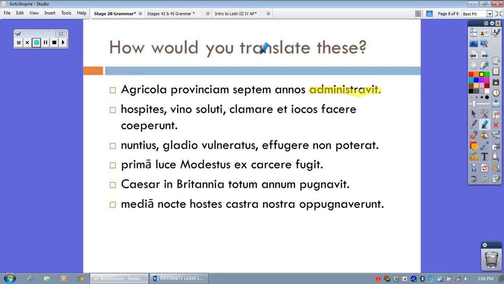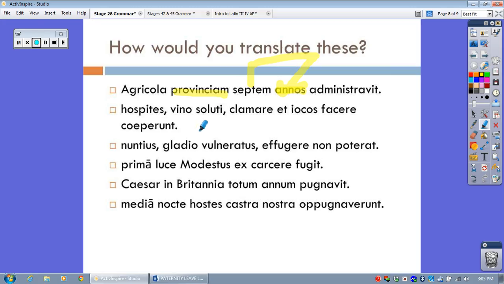Now I see a couple of accusative words. I see provinciam, and I see annos. Oh, boy. What am I going to do? Well, administro means to manage. So piecing it together and noticing that the word septem, meaning 7, is right in front of annos, we could probably assume that septem, since it's a number, and the word annos means year, that this has something to do with time. Annos is accusative, so it's duration of time. Agricola managed the province for 7 years.